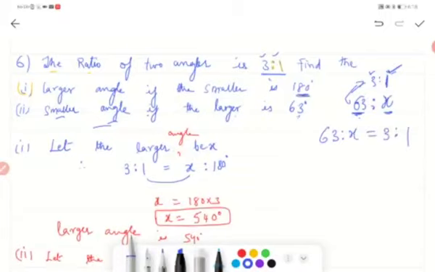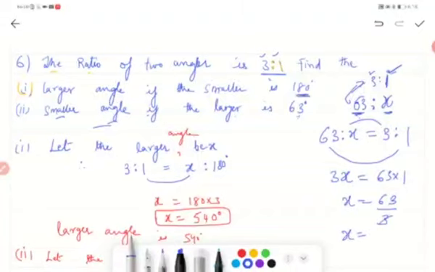So the product of means and extremes, that is 3x, will be equal to 63 into 1. So x will be equal to 63 by 3. So x is how much? 3 1s are 3, 3 2s are 6, 3 1s are 3, 21. So the smaller angle is 21 degrees. Okay, so this is how you use proportions when such problems are given.